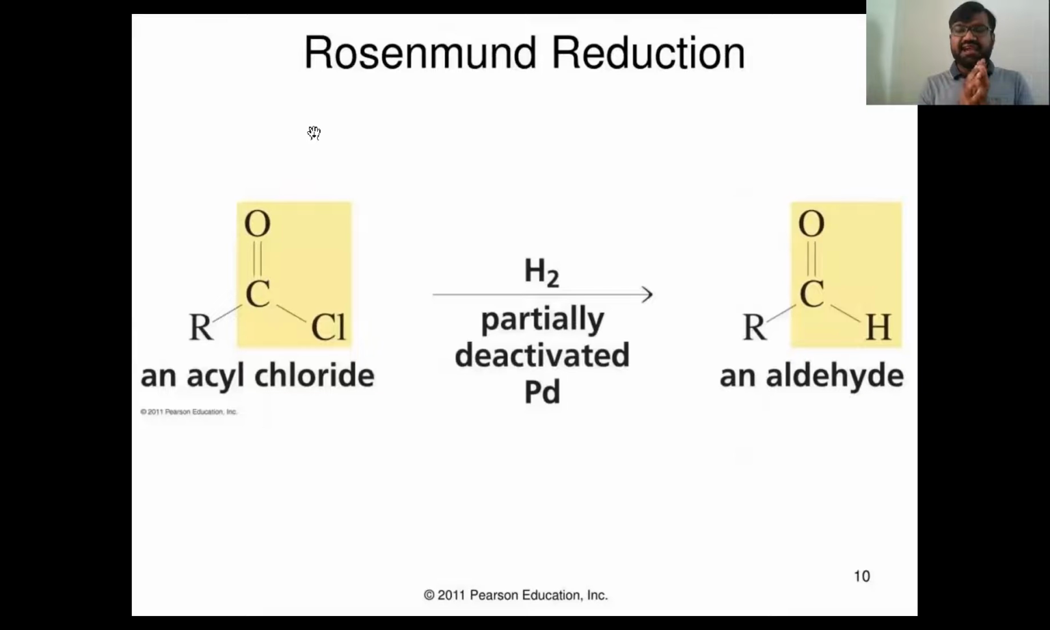Another name, we will visit several reactions which are oxidation reductions for organic compounds. One of such reactions is the Rosenmund reaction. Friends, this Rosenmund reaction is basically reduction of acyl chloride to aldehyde. So you will visit the organic compounds where one organic compound is converted into another organic compound and it is having different features. Acyl chloride to aldehyde, where a partially deactivated palladium is taken.